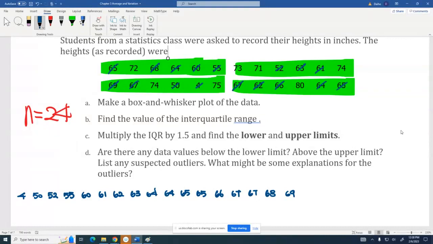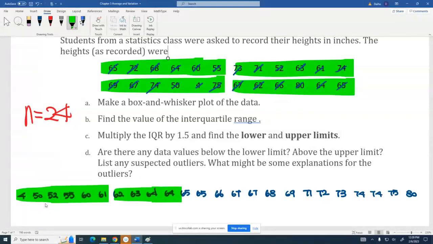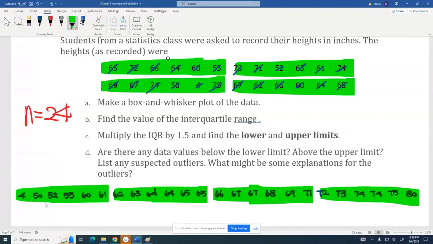Then who is the 70? 71, 72. Next. 73, 74, 74, 75. And the last one, 80. Let me count. The total must be 24. So let me count. 3 and 3, 3 and 3, 3, 3, 3, 3, 24. Good.